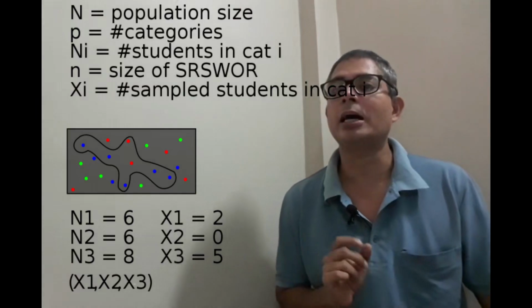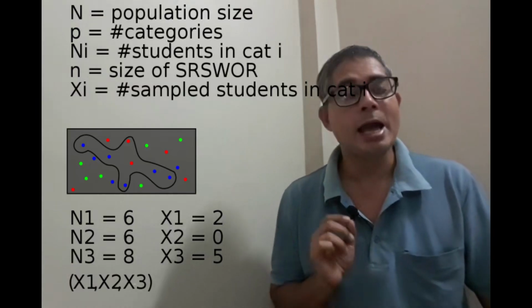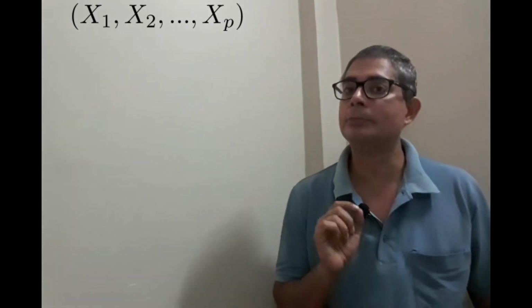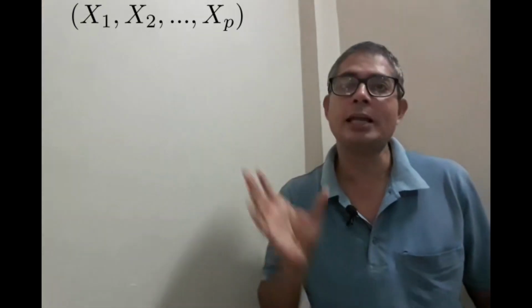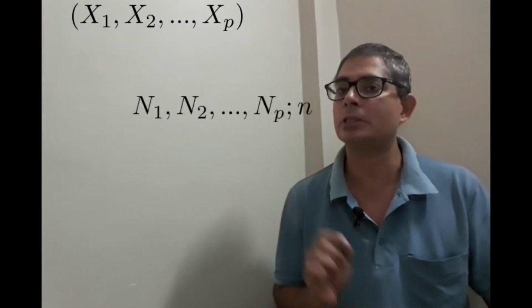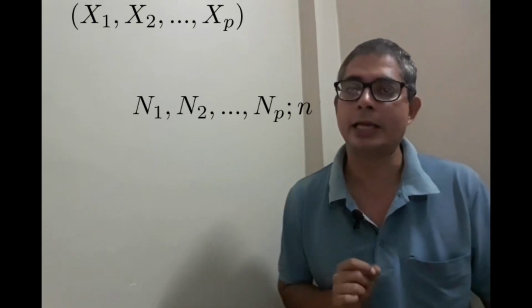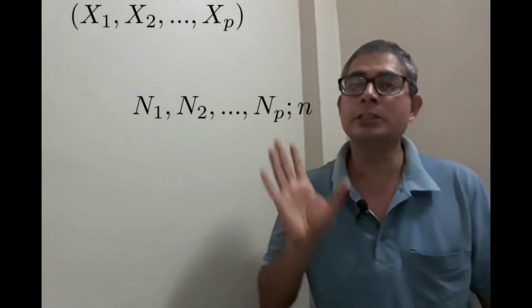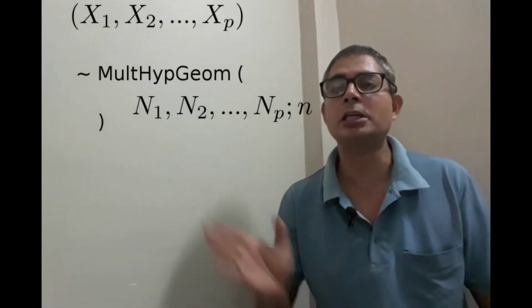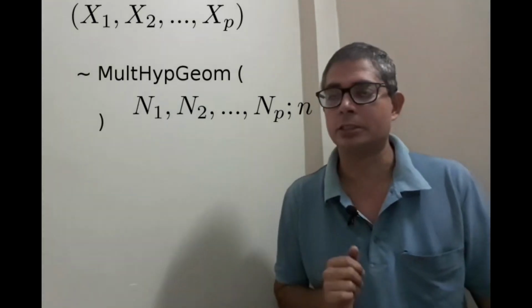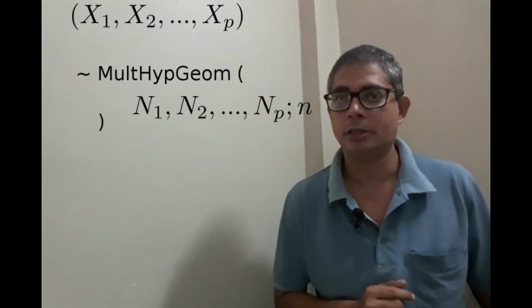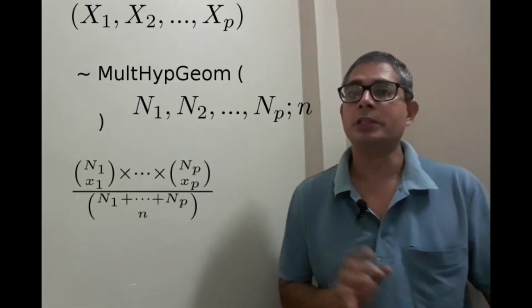In general, there are p categories. Accordingly, we have x_1, x_2 up to x_p. This is a random vector whose distribution is completely determined by the capital N_i's and sample size little n. This distribution is called multivariate hypergeometric with these as the parameters. This abbreviation is something that I have just cooked up, which is not standard. Here is the PMF of this distribution.